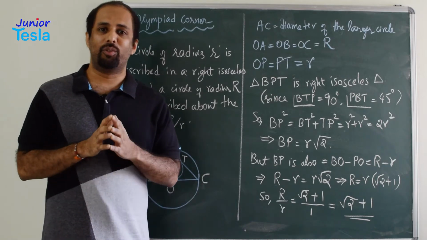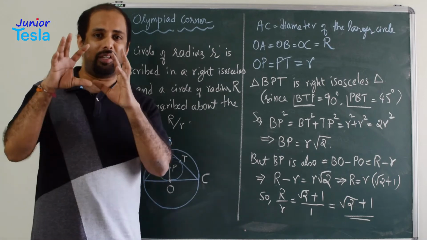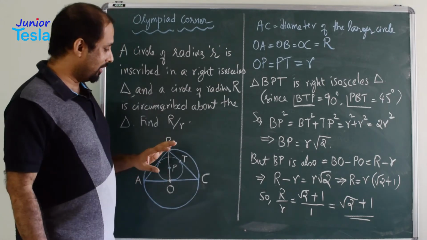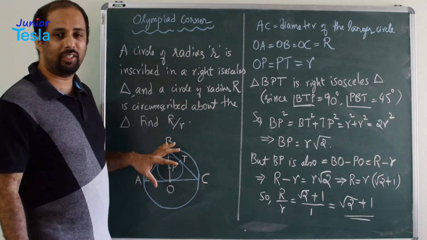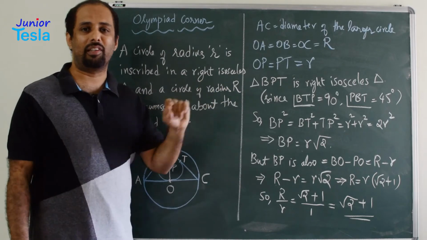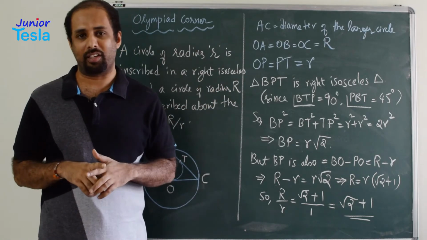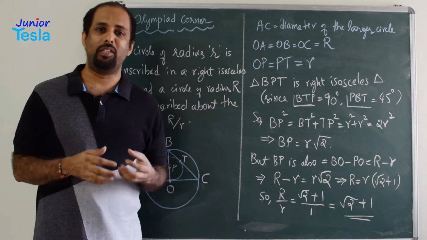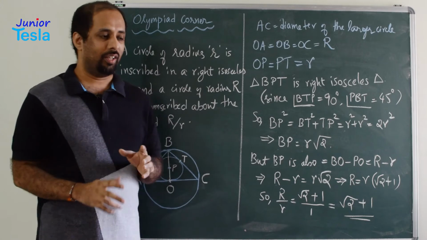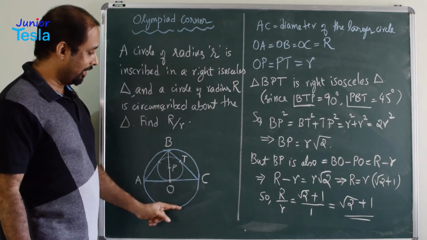First thing we have to do is draw a proper diagram, and whatever information is given in the statement has to be transferred into the diagram itself. So here they have told that it is a right isosceles triangle. So it is a right angle triangle and also an isosceles triangle. So two sides are equal, which means two angles are 45 degrees and one angle is 90 degrees. So we have drawn the triangle here, and then we have drawn the circle.